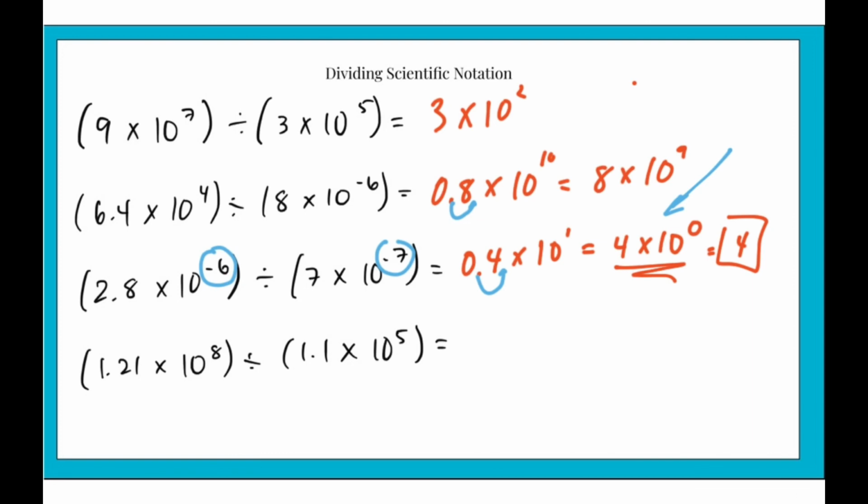Next, we have 1.21 times 10 to the power of 8 divided by 1.1 times 10 to the power of 5. Let's divide that 1.21 by 1.1, and you get a nice 1.1. Should have put that in red, I'm sorry. 1.1 times 10 to the power of 8 minus 5, so it's going to be 3. And we're in luck because we don't have to change anything there. Pretty simple. Again, if you're multiplying scientific notation, multiply the numbers, add the exponents. But if you're dividing, divide the numbers and subtract the exponents.